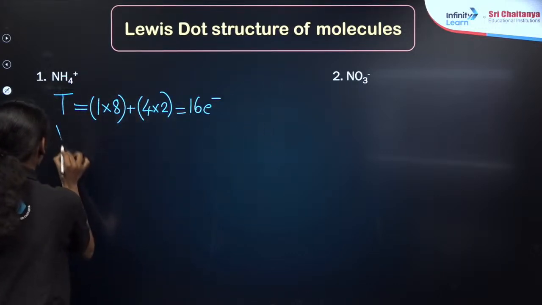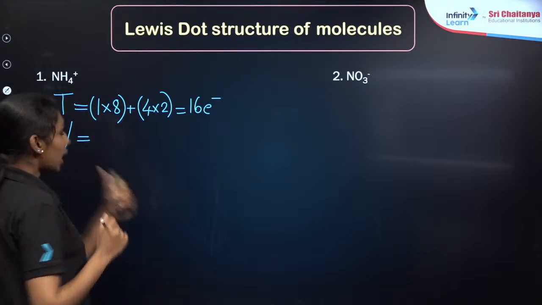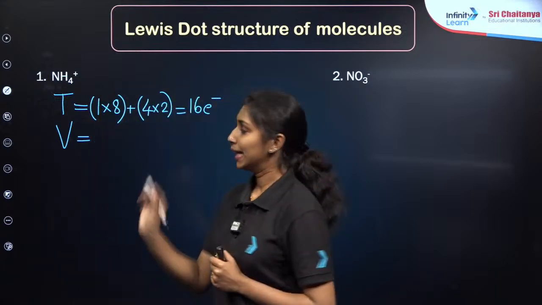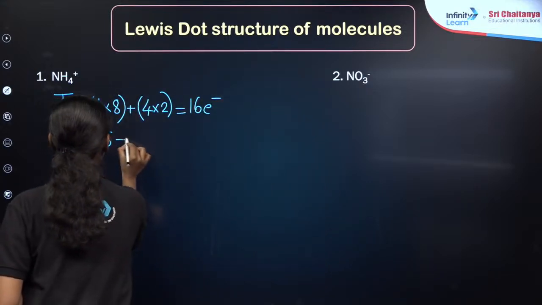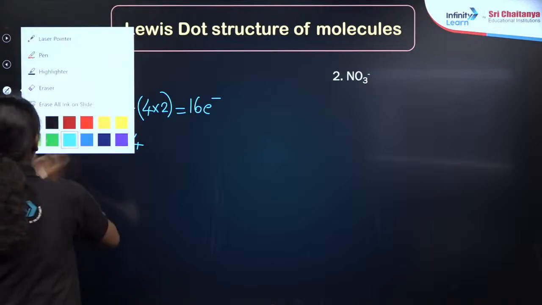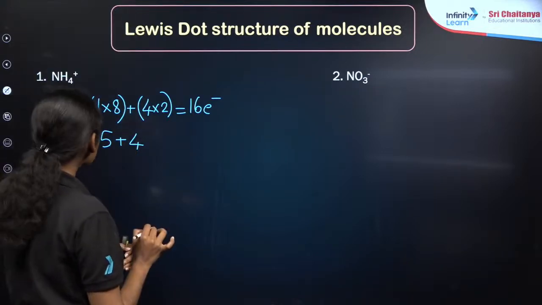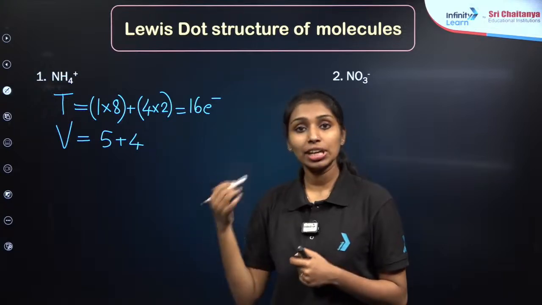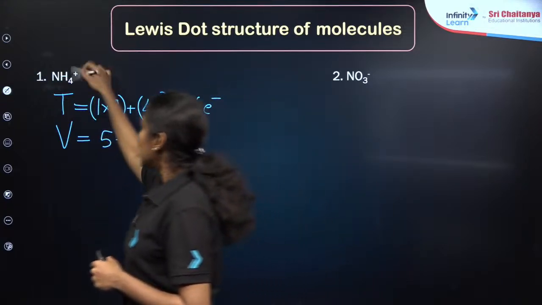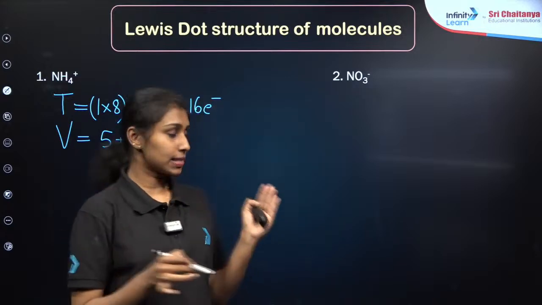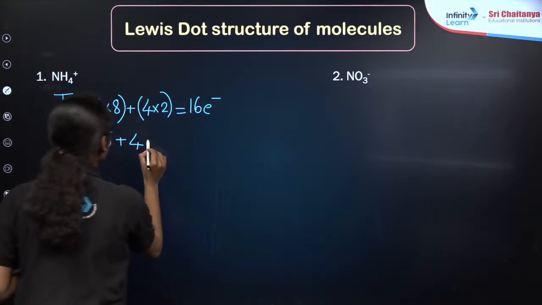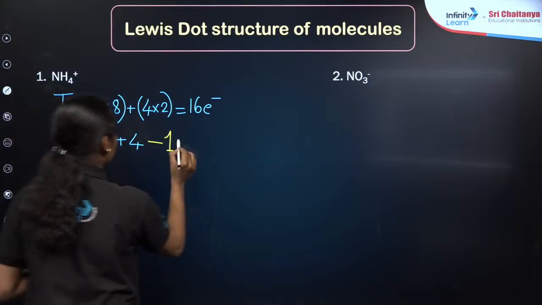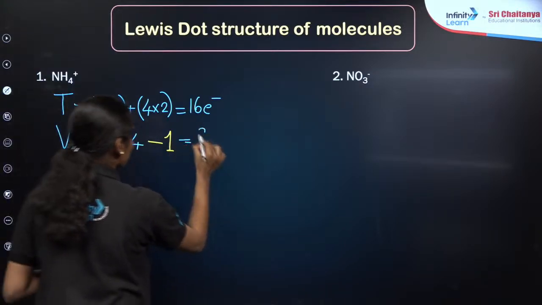Then, what about the total number of valence electrons here? In the case of 1 nitrogen atom, it contains 5 electrons, right? Then for hydrogen atoms, it is 4 into 1, again 4. Then I am taking here 5 plus 4. When discussing the rules to write the Lewis dot structure, we mentioned that if there is any positive charge over the atom, that unit positive charge has to be subtracted, so I am taking the difference here, minus 1. Clear? Which is equal to 5 plus 4, 9, minus 1, that is equal to 8 electrons.